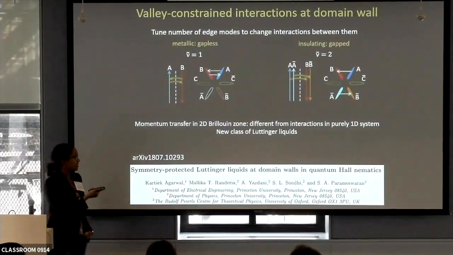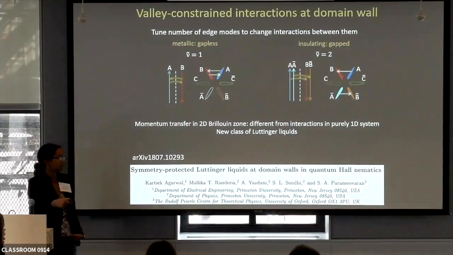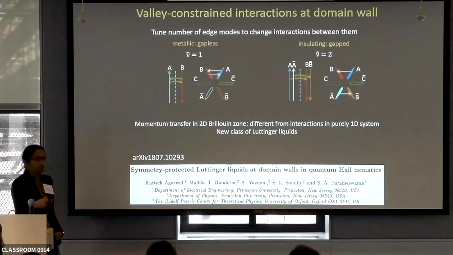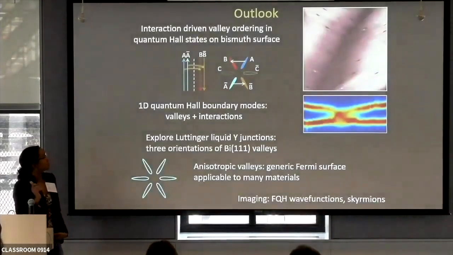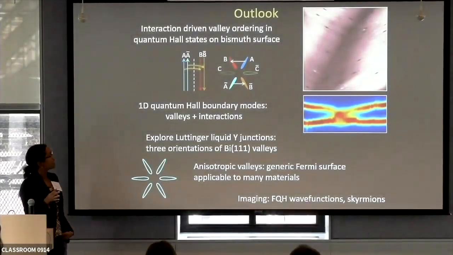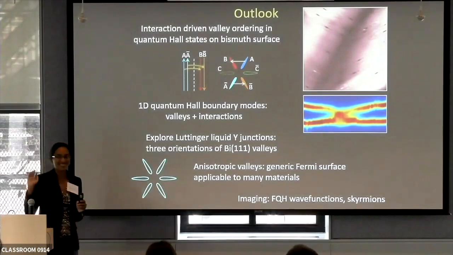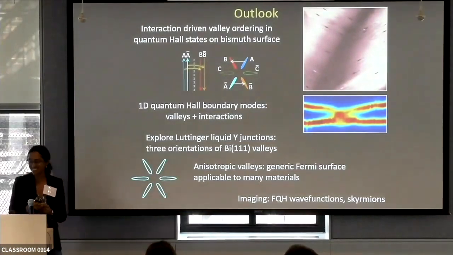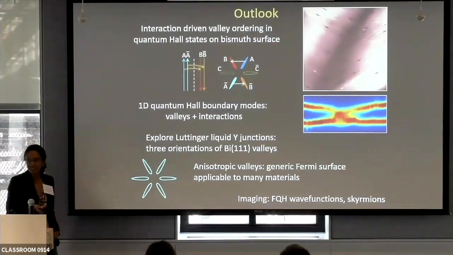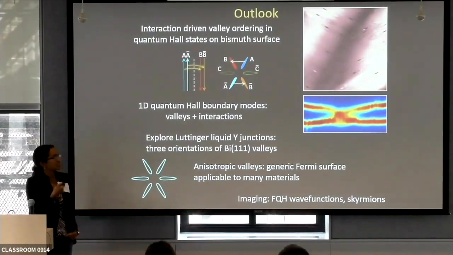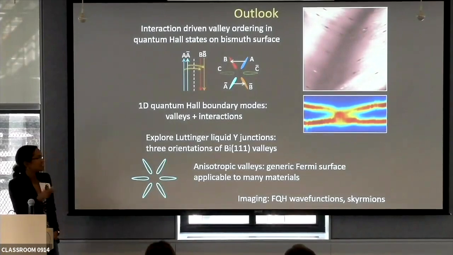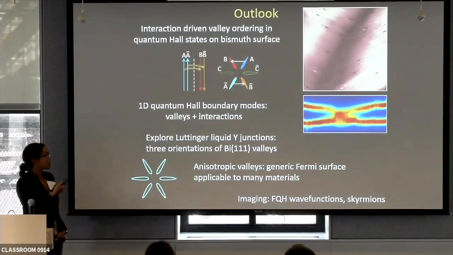We can also understand these theoretically from a Luttinger liquid point of view, and we worked with theorists to develop that framework as well, which I'll point you to in this theory paper. And with that, I'll end by saying I hope I've taken you on a different journey, in this case the surface states of bismuth, where we were able to look at spontaneous valley ordering that occurs in these systems, directly image the Landau level wave functions, and then look at these nematic domain walls and study their interactions.